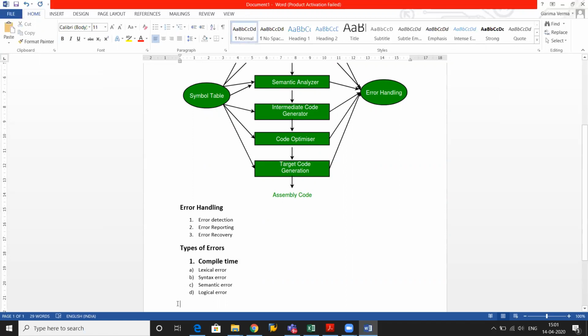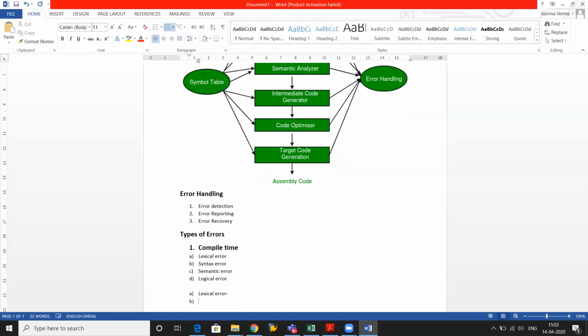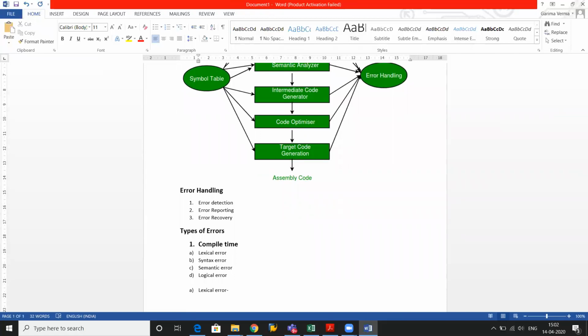So the first type of error is the lexical error. Now, what is a lexical error? Basically, the lexical analyzer is responsible for the generation of the tokens. So when your program is scanned left to right, character by character, the lexical analyzer analyzes whether a token can be generated or not. If the token can't be generated, or the generated token is not valid, then your lexical analyzer will generate the error, right?